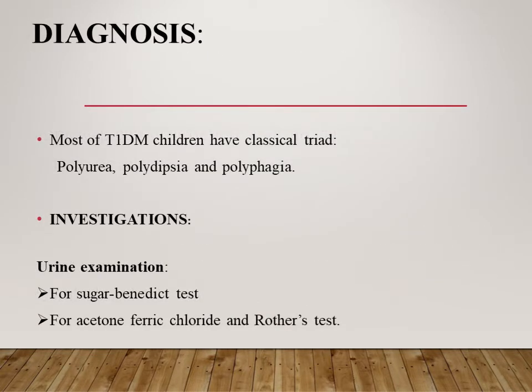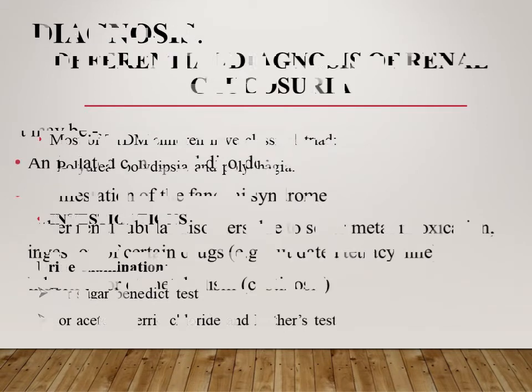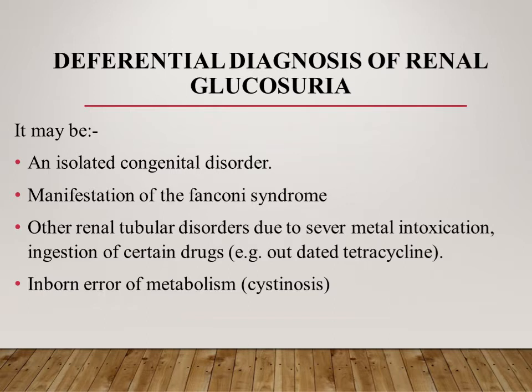Now diagnosis. Most type 1 diabetes mellitus children have the classical triad of polyuria, polydipsia, and polyphagia. The investigations required are urine examination for sugar by Benedict test, and for acetone, ferric chloride and Rothera's test. Differential diagnosis: renal glycosuria, which may be an isolated congenital disorder, a manifestation of Fanconi syndrome, other renal tubular disorders due to severe metal intoxications, ingestion of certain drugs which are outdated such as tetracycline, and inborn errors of metabolism such as cystinosis.